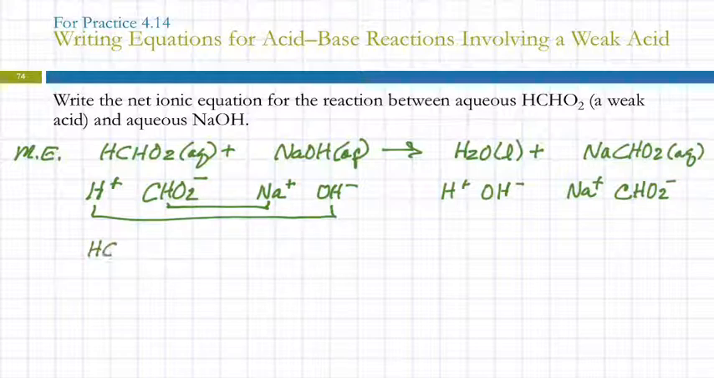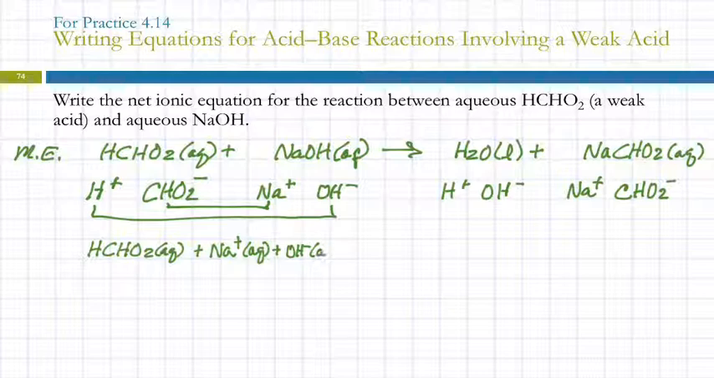So this is HCHO2, aqueous. Sodium hydroxide, aqueous, not an acid. Write it as separate ions. Here's my arrow. Water is a molecular compound. It's got the L liquid state symbol, so we're not going to separate that. And then here we have another ionic compound. It's aqueous, and so we've got sodium ion, and the other guy happens to be formate.